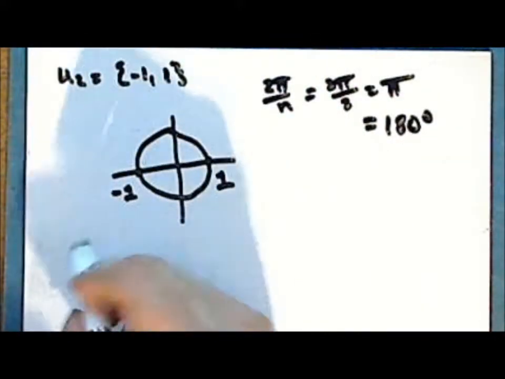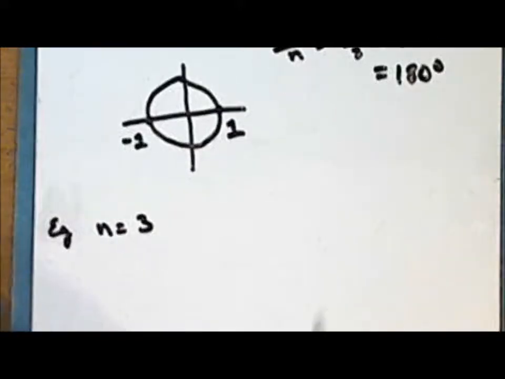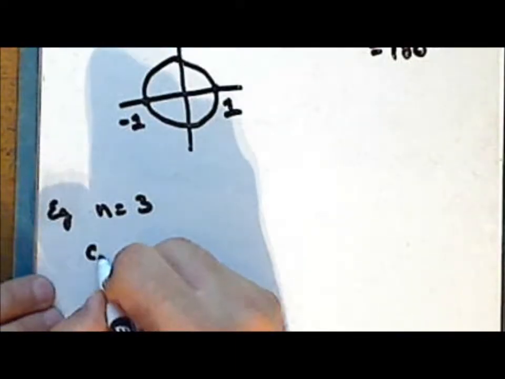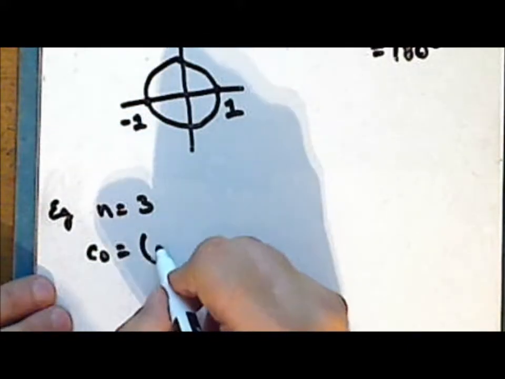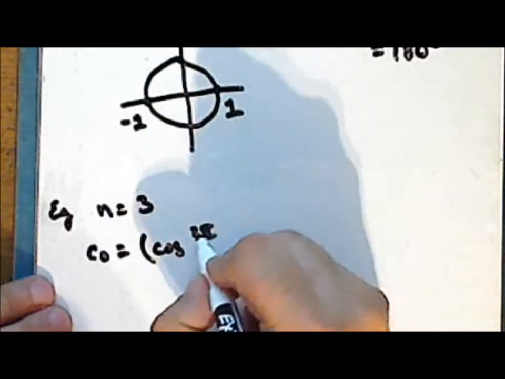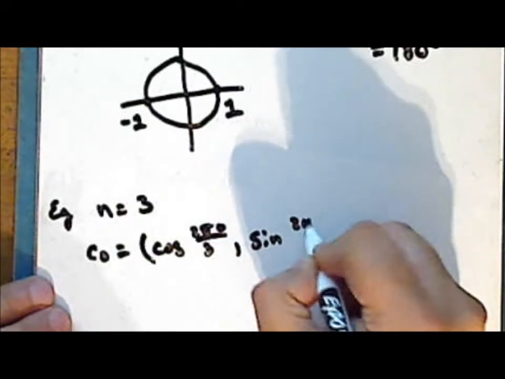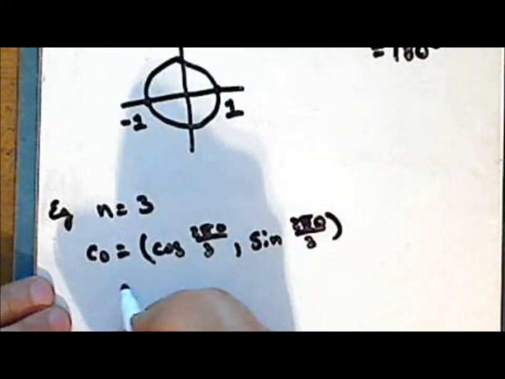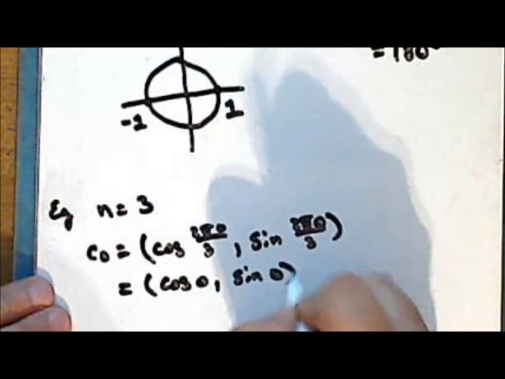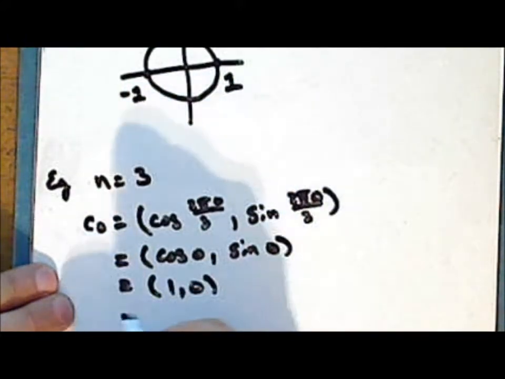Okay, so now let's look at the cube roots. So the case n equals 3. There will be 3 cube roots of unity. C sub 0 is the ordered pair cosine of 2 pi times 0 divided by 3, and sine of 2 pi times 0 divided by 3, which is the ordered pair cosine of 0, sine of 0, which is the ordered pair 1, 0, which is the real number 1.